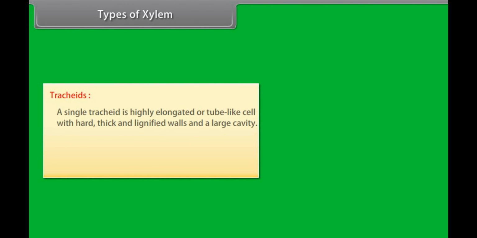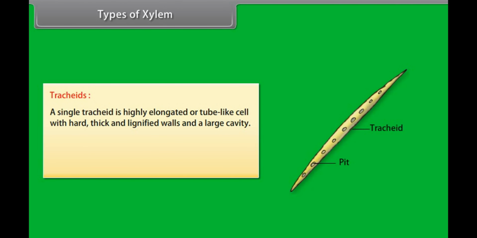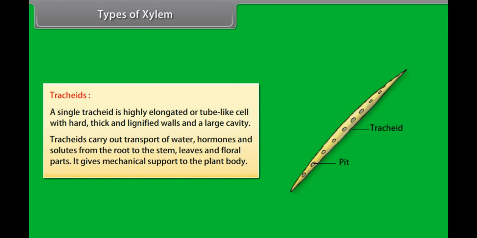Types of xylem. Tracheids. A single tracheid is a highly elongated or tube-like cell with hard, thick and lignified walls and a large cavity. Tracheids carry out transport of water, hormones and solutes from the root to the stem, leaves and floral parts. It gives mechanical support to the plant body.